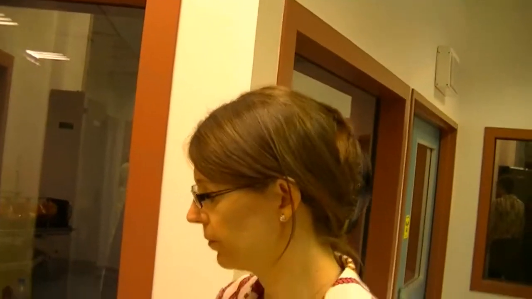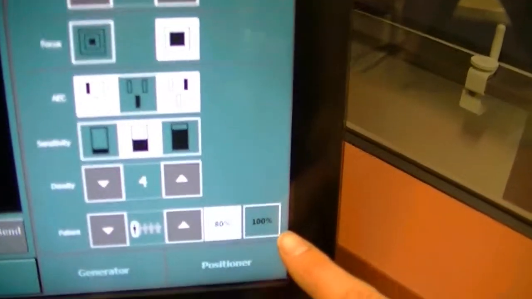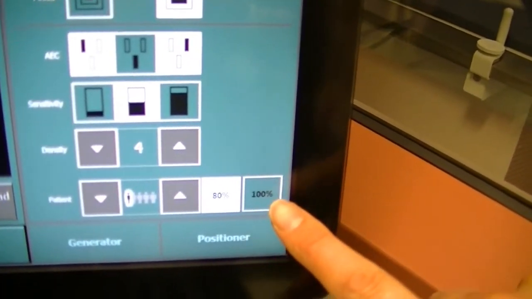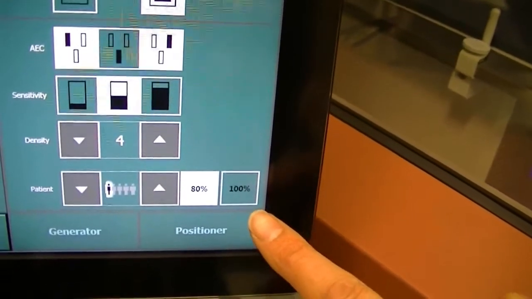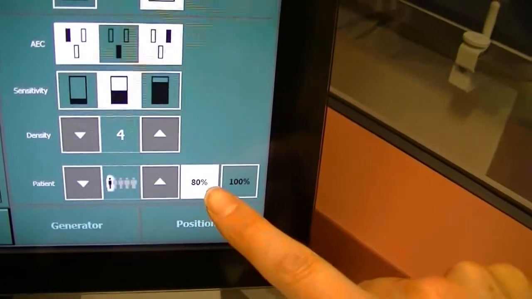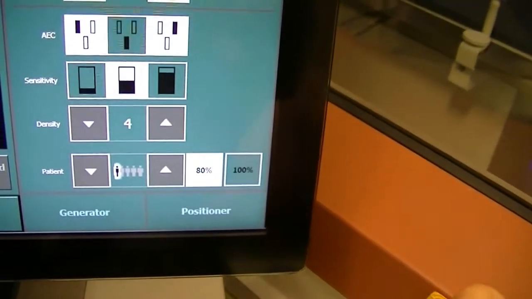So yeah, that's it. The other one that you might want is the 80%, 100%, and that's purely tube loading. If you had a big person, you might want to use 100%. It'll get more output, but your tube life is shorter. So it's always on 80% by standard, just to make the tube last longer.